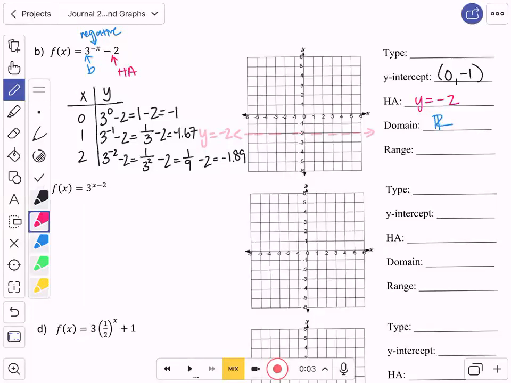All right, so from here, I'm going to plot my point. So it looks like at 0, it's at negative 1. So right about here.